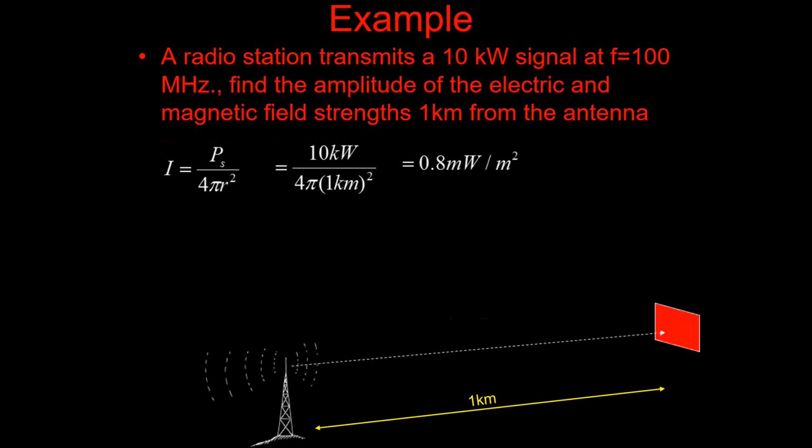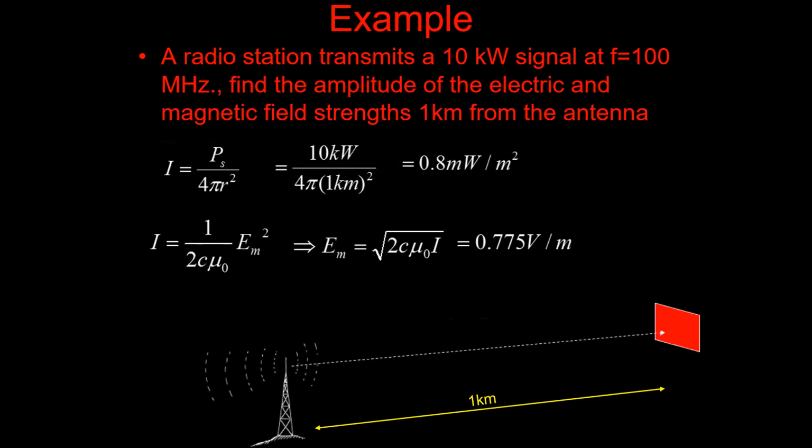This means if we want to find the electric part of our wave, we need to go back to the expressions from our Poynting vector. I was 1 over 2c mu 0 times E squared. So E becomes the square root of 2c mu 0 I, which gives us 0.775 volts per meter.